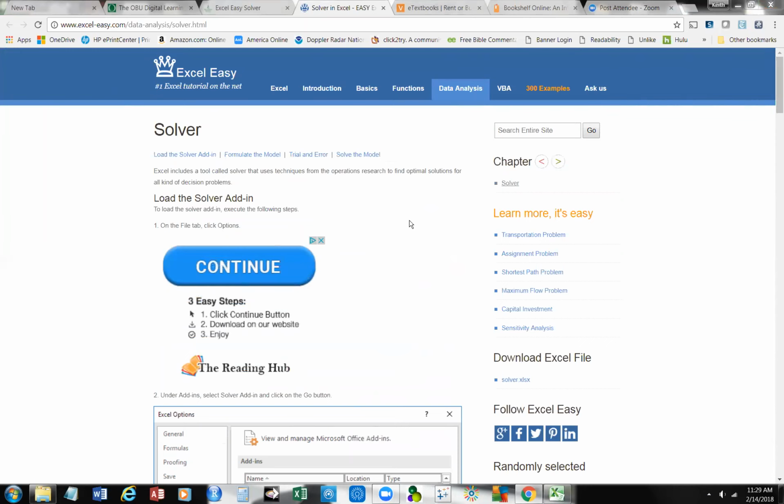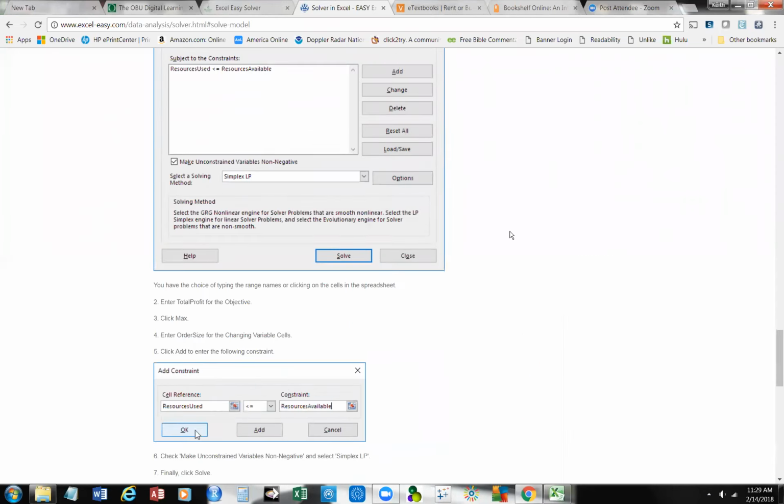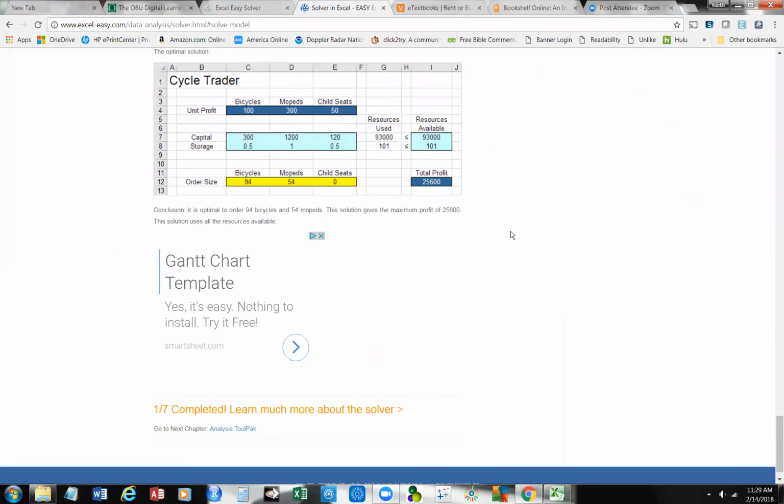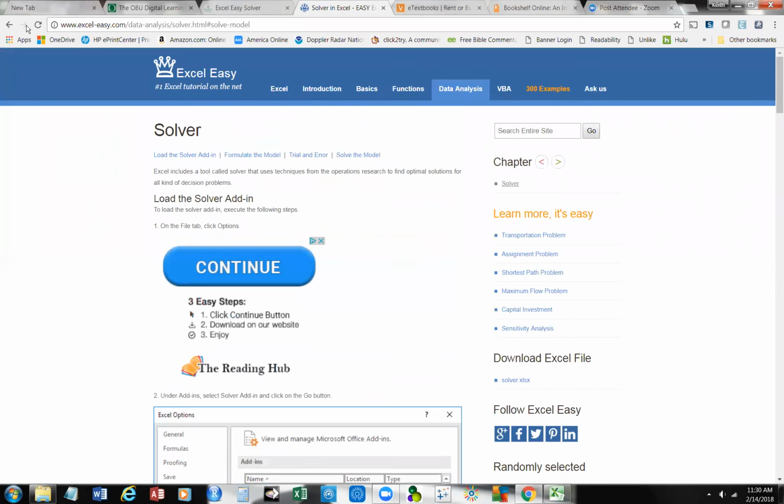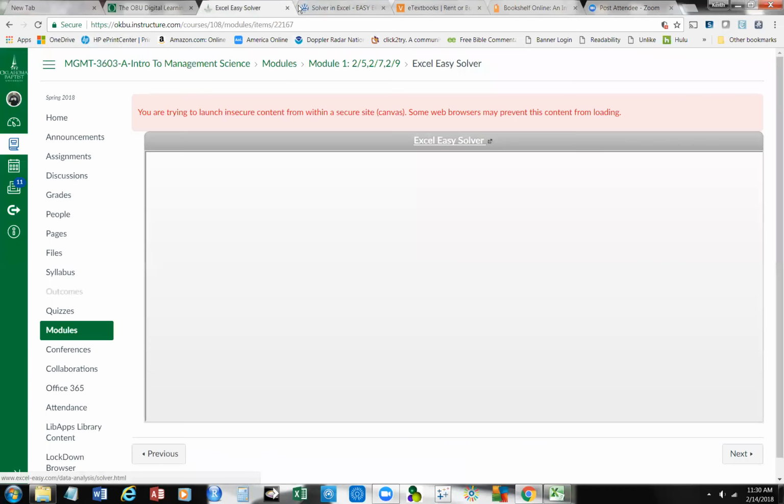Now, solving the model, and I have, in addition, I will go back here for just a second.